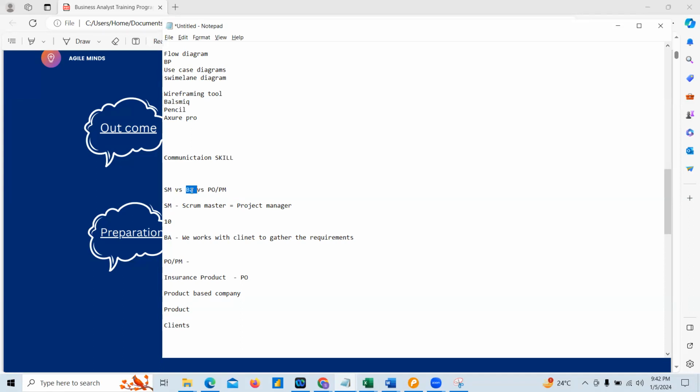If you work as a BA, you can move as a Scrum Master or you can move as a product owner. If you want to work as a product owner, first you should know the process, how things go in a software development life cycle. For that you have to work as a BA first. So this is what it is, Scrum Master versus BA versus PO.